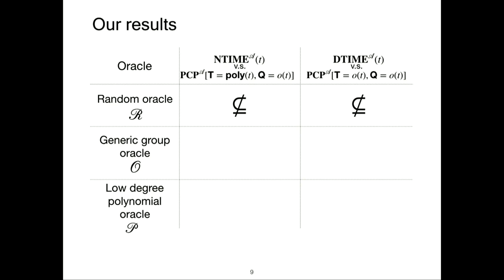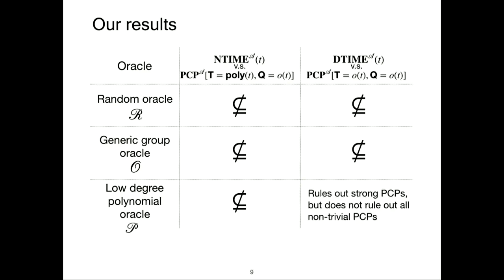For the slightly more structured and well-studied generic group oracle, we're able to show similar results. And finally, for the even more structured low-degree polynomial oracle, we're able to show that relative to these oracles, the PCP proof system cannot compress non-deterministic witness non-trivially. However, for the deterministic computation, we're able to show that the PCP proof system cannot compress the deterministic computation a lot, but we still didn't rule out the possibility that it could still compress the deterministic computation non-trivially relative to this low-degree polynomial oracle.